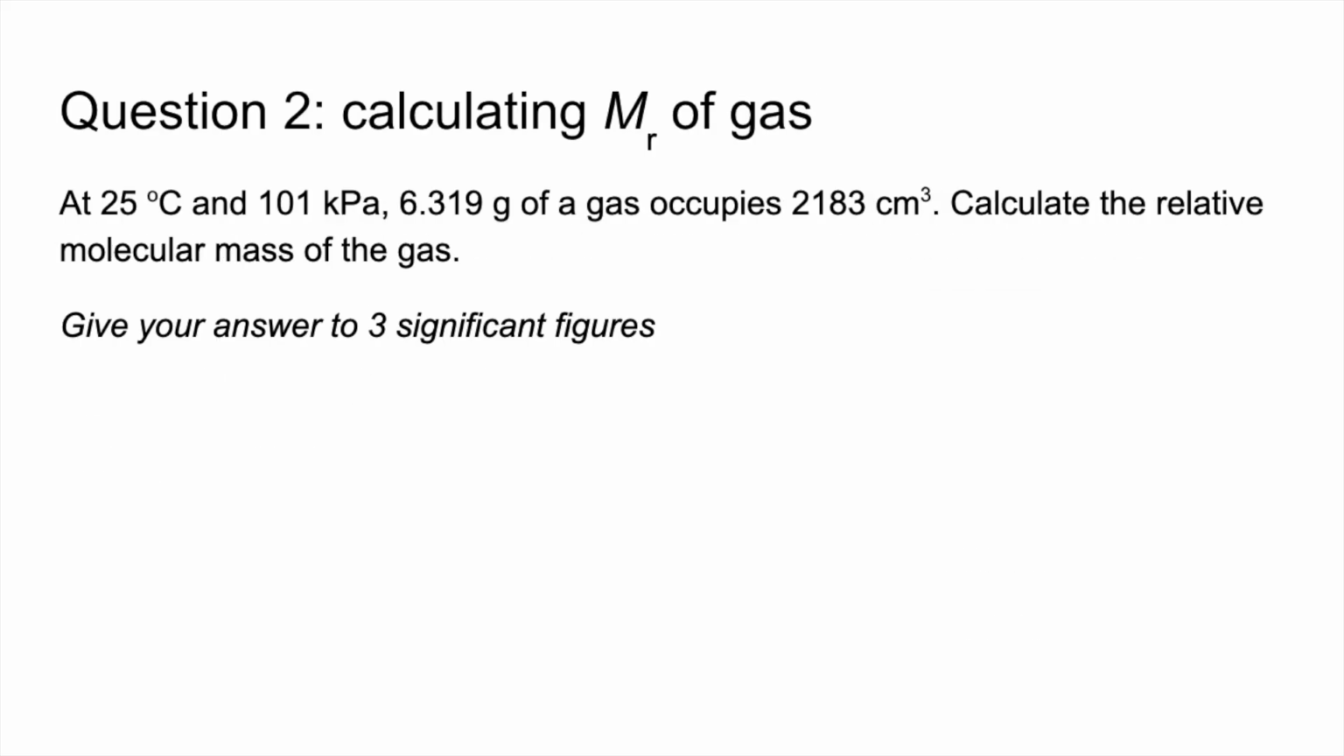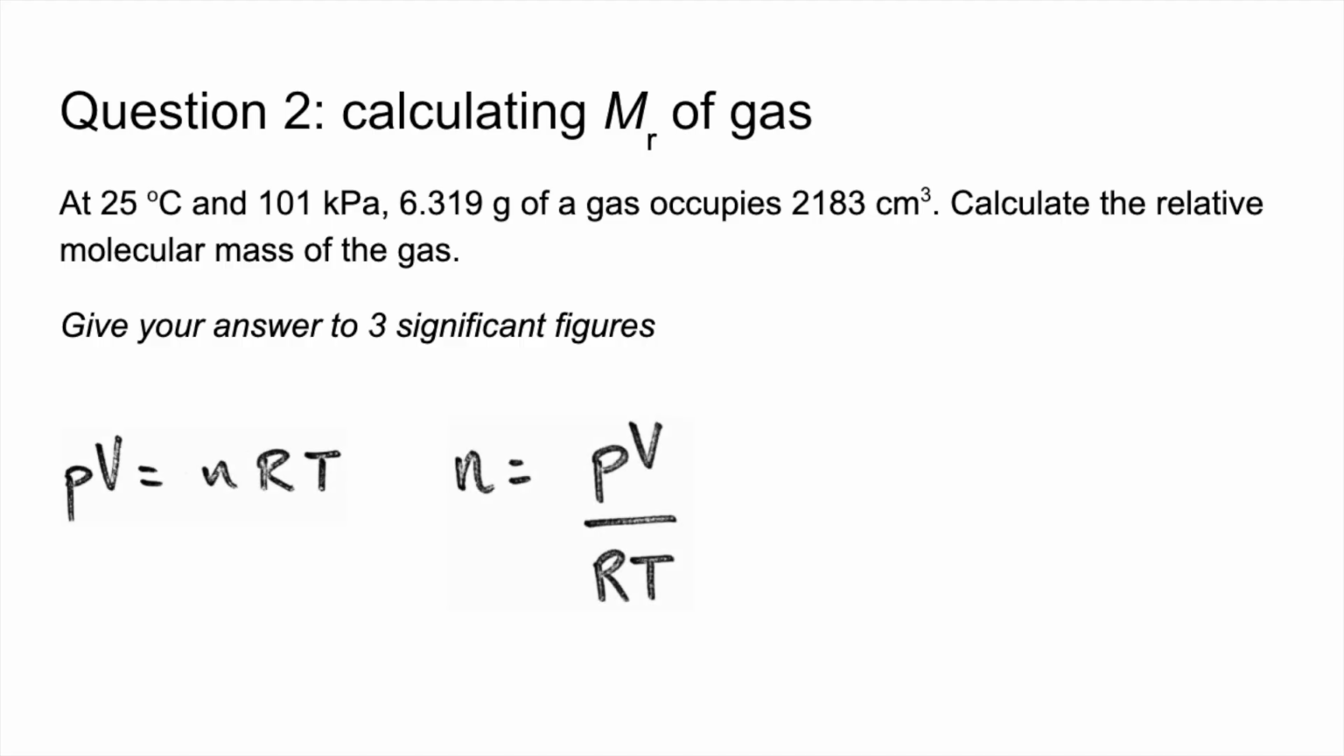So question 2 now, this one looks at how to calculate the Mr of a gas. Again, if you want to pause the video, have a go, and then play on when you're ready. So ideal gas equation, and then rearrange for the moles. We want to calculate the moles of gas. We've got the mass, and we can work out the Mr from that. So the numbers, the pressure, 101,000 pascals.